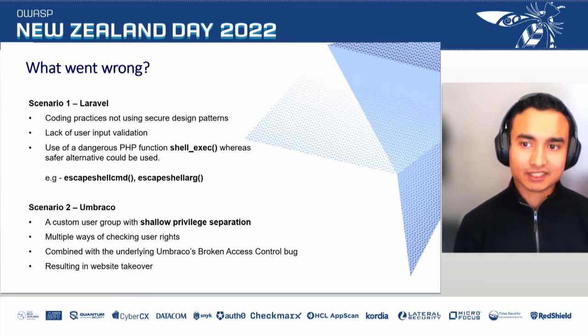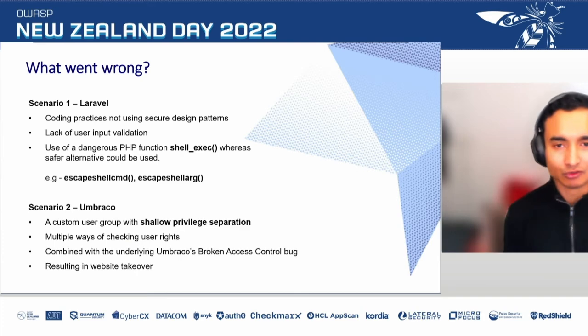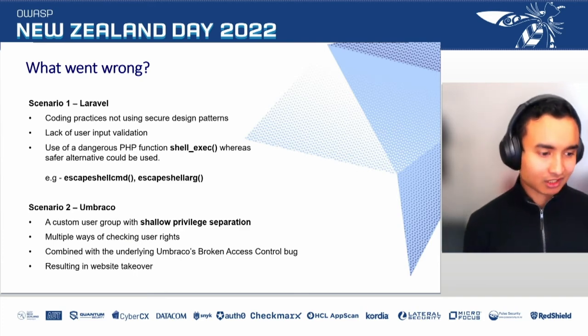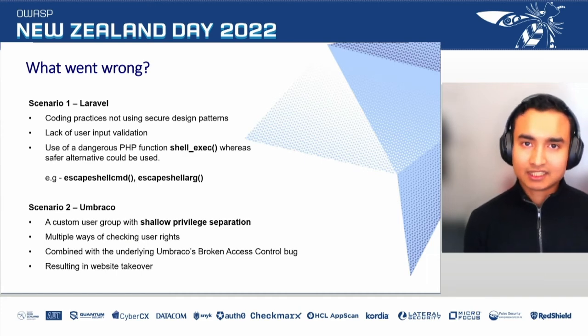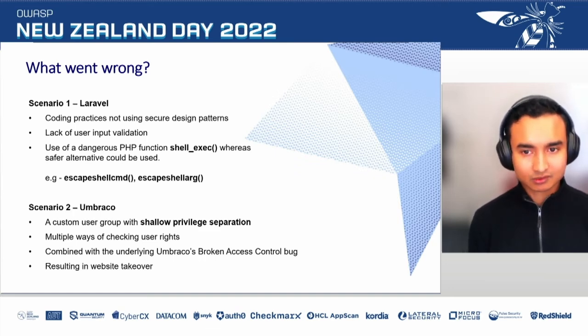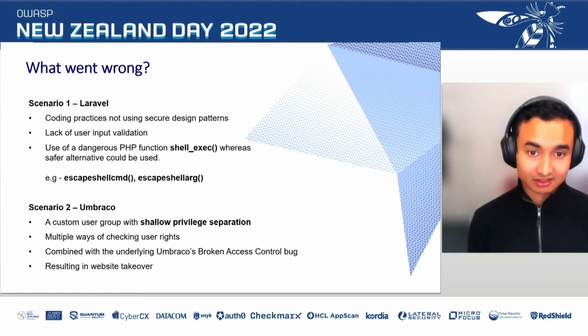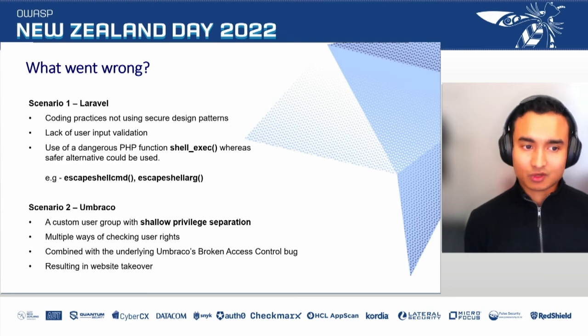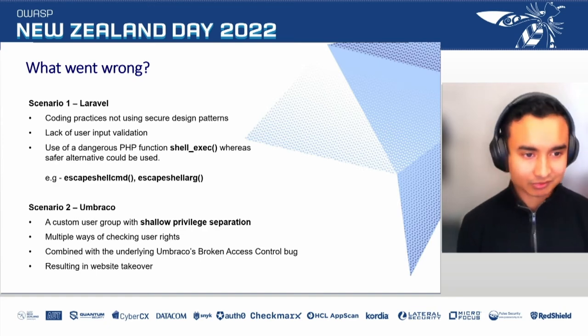At this point, let's do a quick recap of what went wrong so far. We have talked about two scenarios, both Laravel and Umbraco. In the case of Laravel, even though the framework had secure coding options and functionalities available, the devs went out of their way to implement something relatively insecure and non-Laravel functionality. This combined with lack of user input validation, which is not checking if the user input is valid or has anything malicious, and a dangerous PHP function called shellexec, which runs commands on system level, gave you a remote command injection and eventually taking over the entire website.